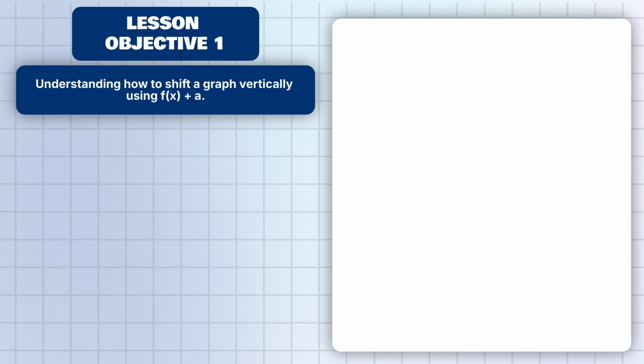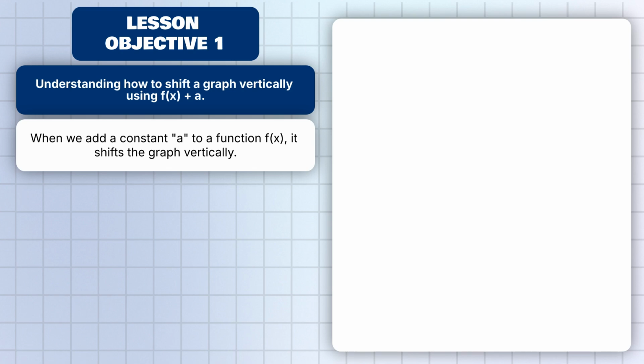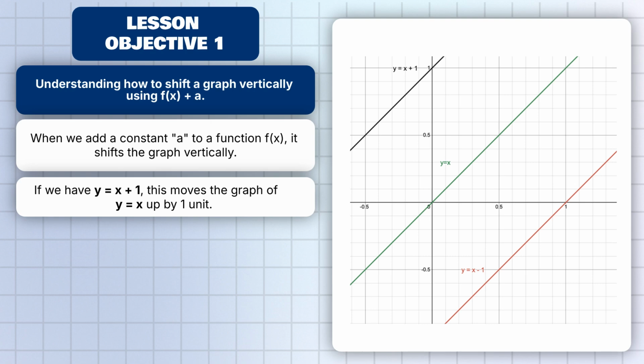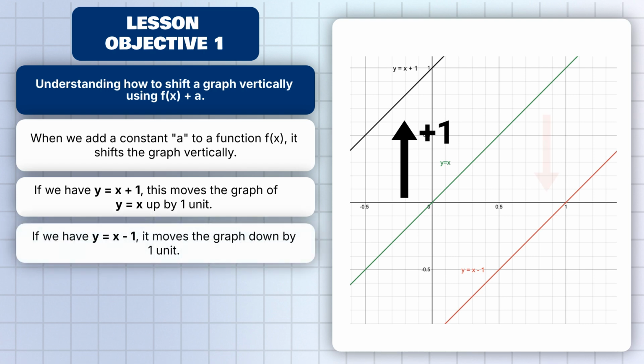First, let's understand how to move a graph up or down. When we add a constant a to a function f(x), it shifts the graph vertically. Begin with the most basic graph, y = x. If we have y = x + 1, this moves the graph of y = x up by 1 unit. Each point on the line y = x is lifted 1 unit higher. If we have y = x - 1, it moves the graph down by 1 unit.